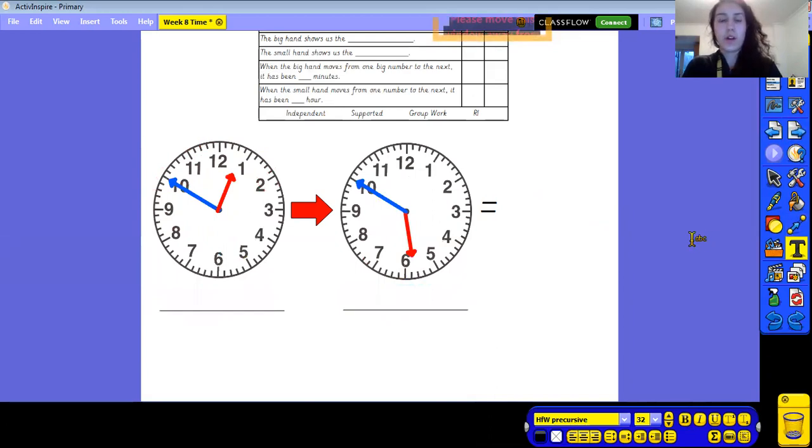And last one of these ones to practice. Can you work out the time shown by both these clocks and the interval in between?